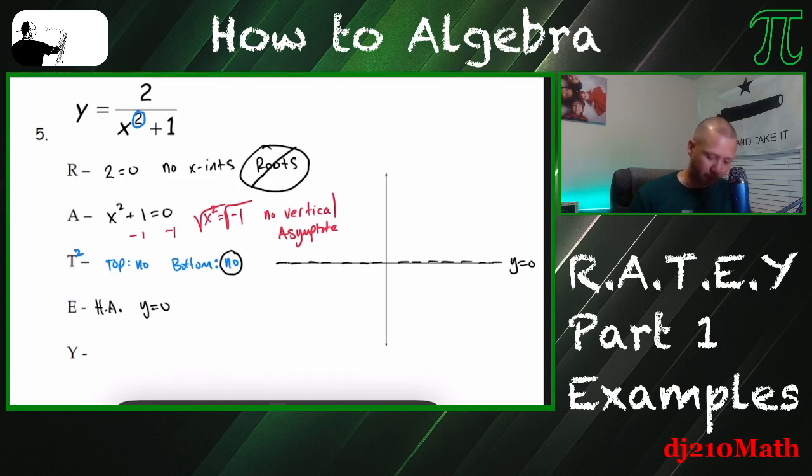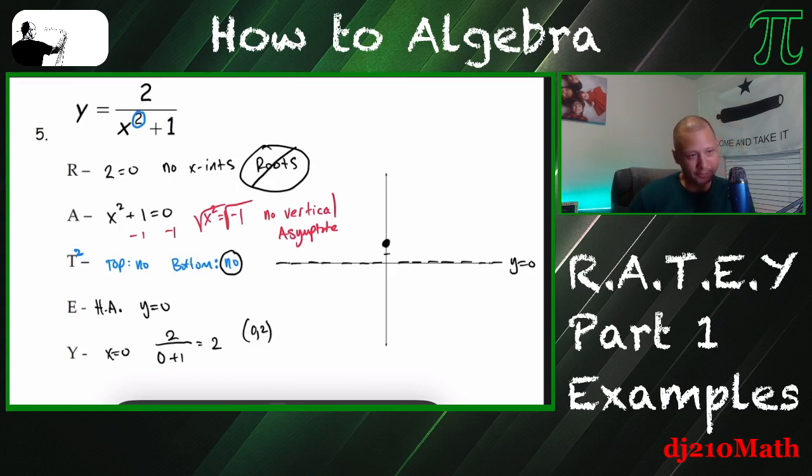Okay, so the y-intercept, where does it cross the y-axis? We let x equal 0. So in this case, 2 over 0 squared, which is 0, plus 1. So this is going to be 2. So the point (0, 2) is defined on this graph.